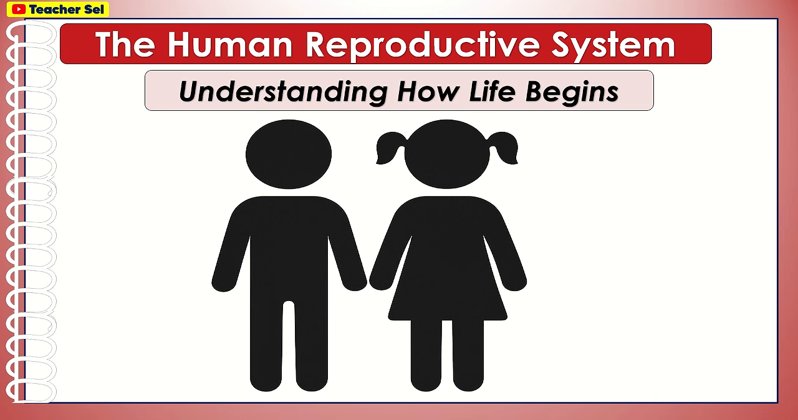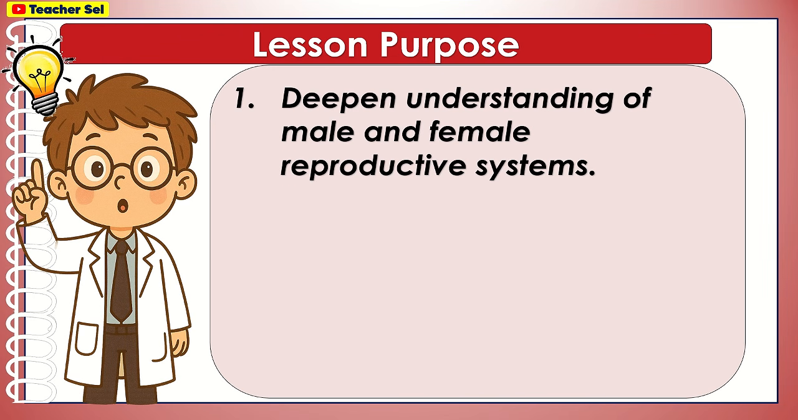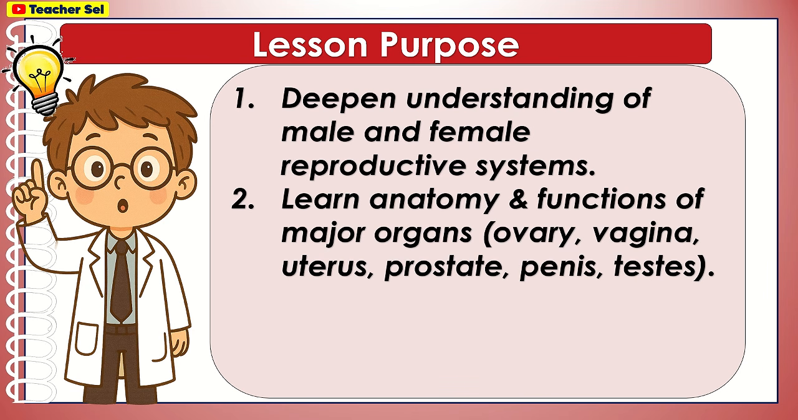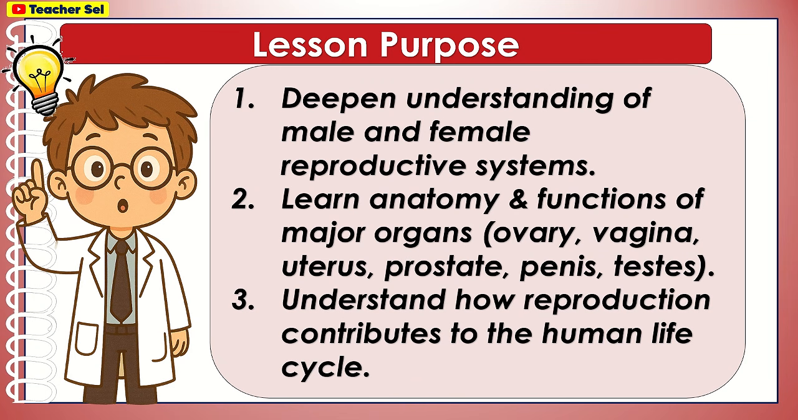Let's talk about the human reproductive system, understanding how life begins. Our lesson purpose is to deepen understanding of male and female reproductive systems. Learn anatomy and functions of major organs, the ovary, vagina, uterus, prostate, penis, and testes. Understand how reproduction contributes to the human life cycle.